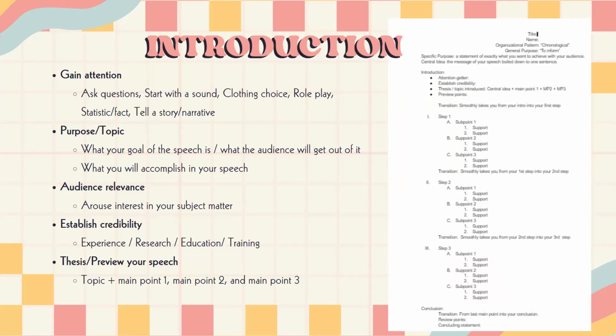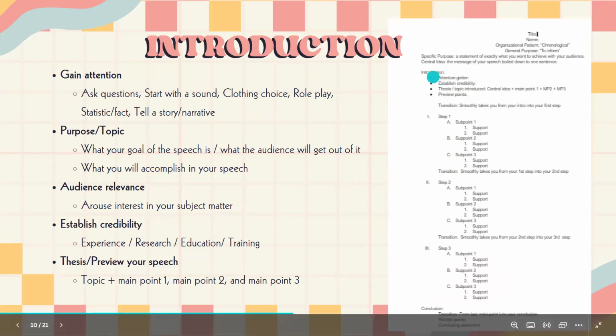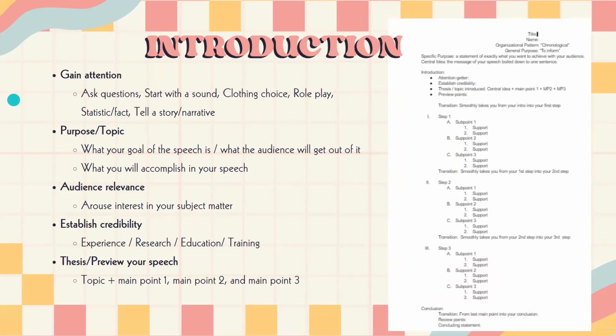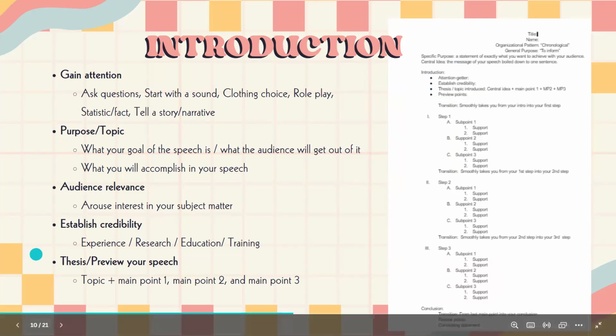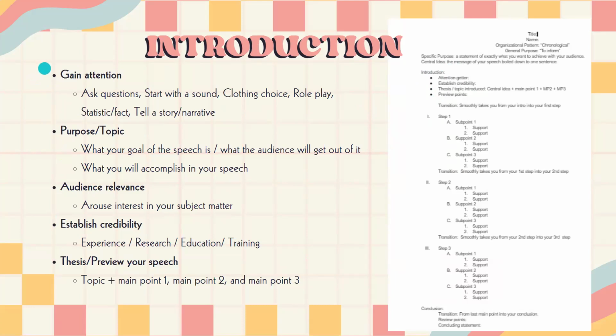So for your introduction, this is the order I want. See how this is missing stuff? This is what I want in your outline. The updated one should be downloaded; I'm going to double check on that. But this is what I want. I want you to first gain attention, then introduce your topic or the purpose of your speech, audience relevance, establish credibility, and then your thesis.